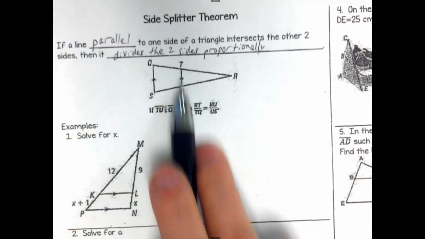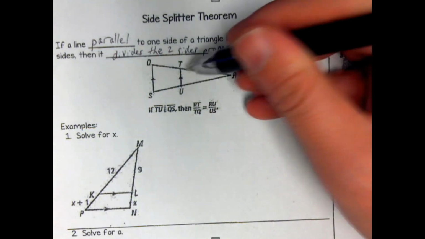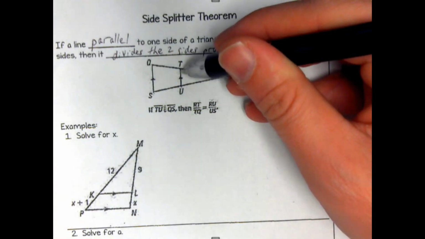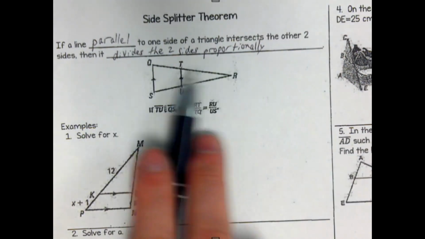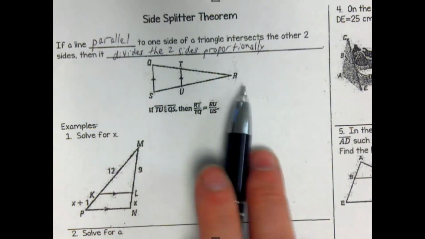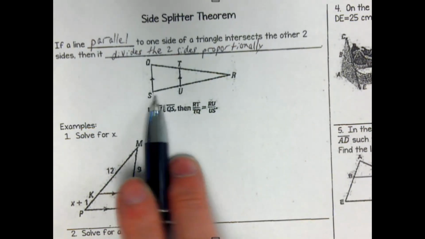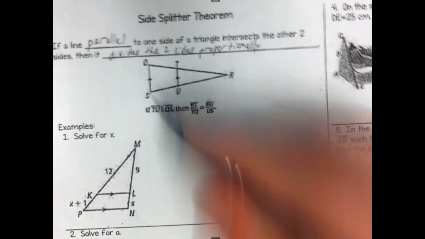So if these two lines are parallel and this line intersects both sides of the triangle, then that means that RT over TQ equals RU over US. The lengths that split here are proportional to the lengths of the split over here. So let's see what this looks like with some examples.